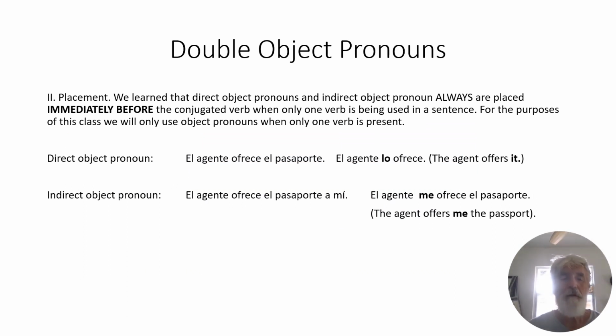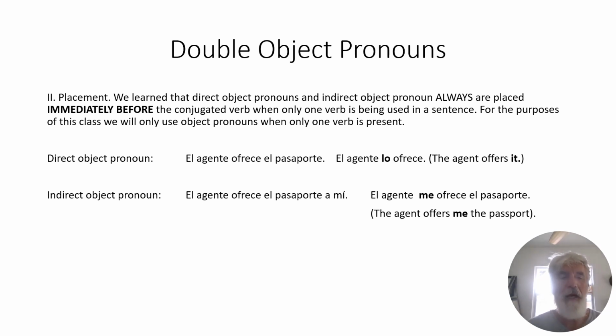Double object pronouns, placement. When we're working with double object pronouns, and again, what do I mean by double object pronouns? It's when we have a direct object pronoun used together with an indirect object pronoun. And we do it in English all the time. I gave him it. I told her it. I gave you them. Okay, we use them in English all the time. So I just want you to be aware of that. So let's take a look at this.